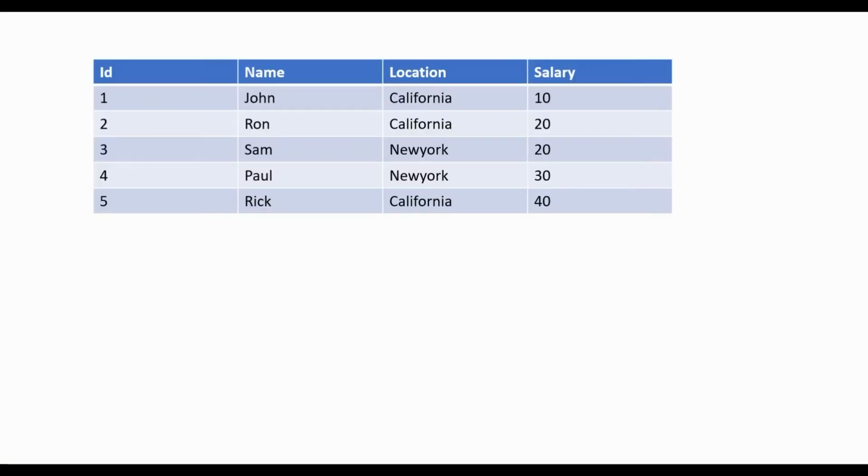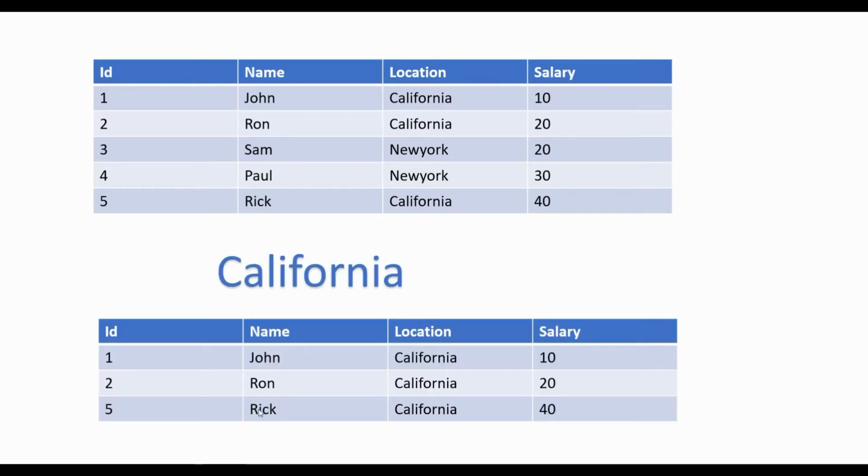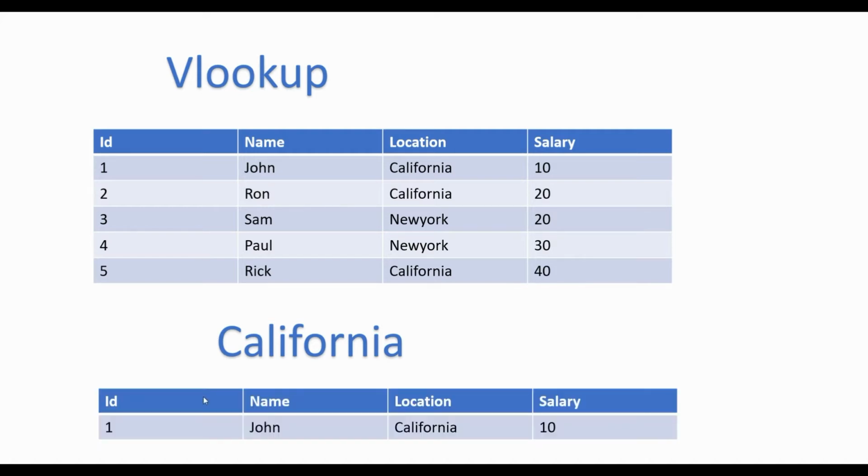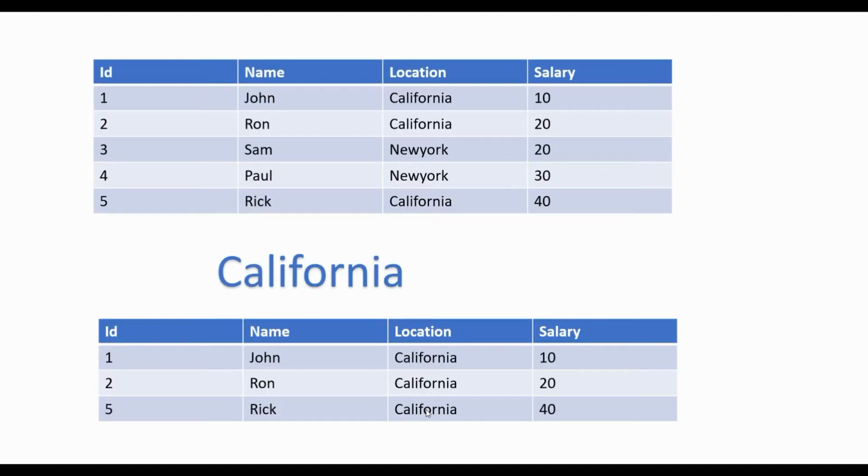And filter is used to filter a range or array. You can also see it as an advanced version of lookup function which can return multiple matches. For example, if we search for California in this list using a lookup function, it will return just one match, while the filter function will return all rows where location is California.